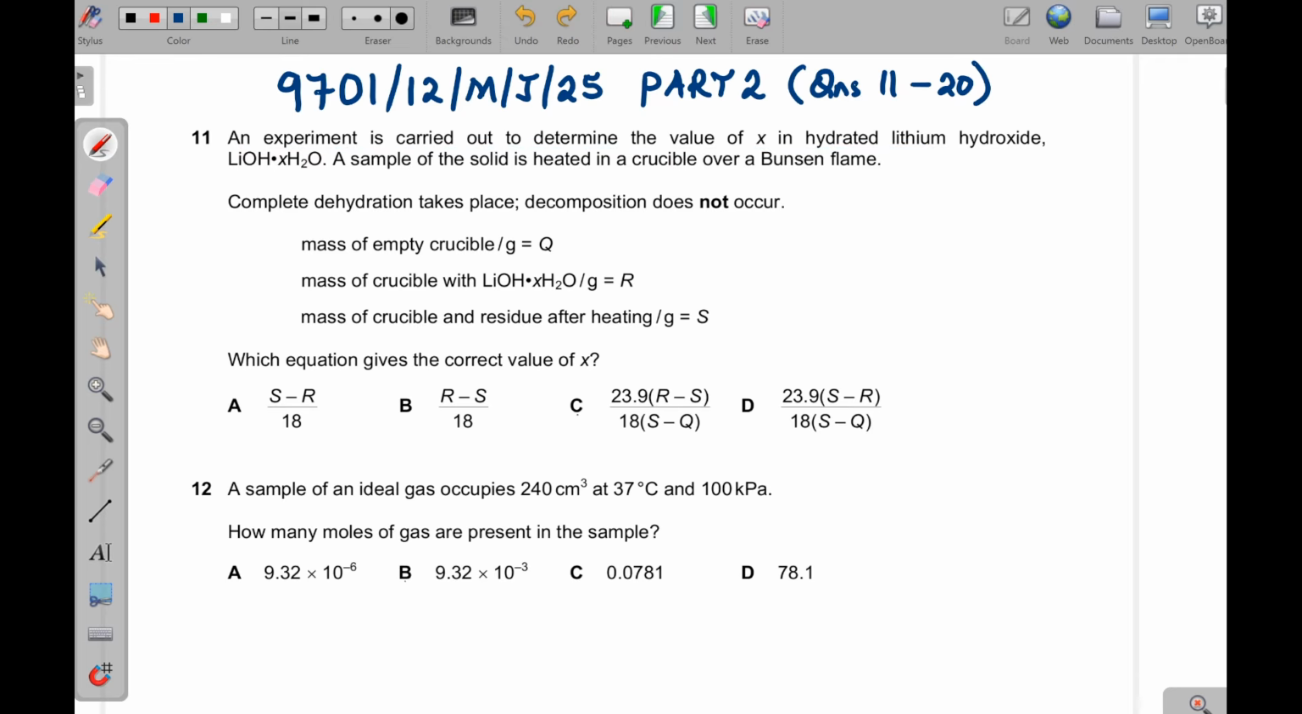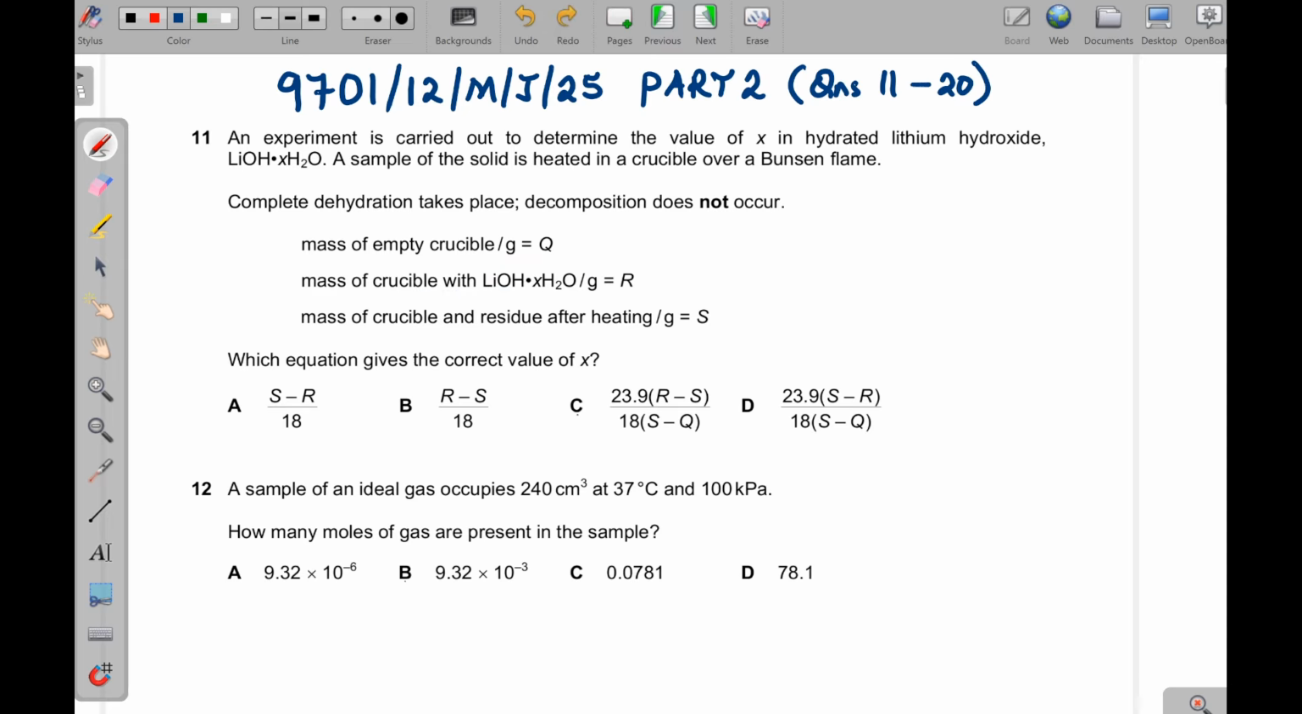Okay. Then they are saying mass of empty crucible is equal to this. And also when they say decomposition does not occur, that means this lithium hydroxide, after losing the water when you heat, doesn't decompose, okay? It remains as lithium hydroxide. Then the mass of the crucible with hydrated lithium hydroxide is R.